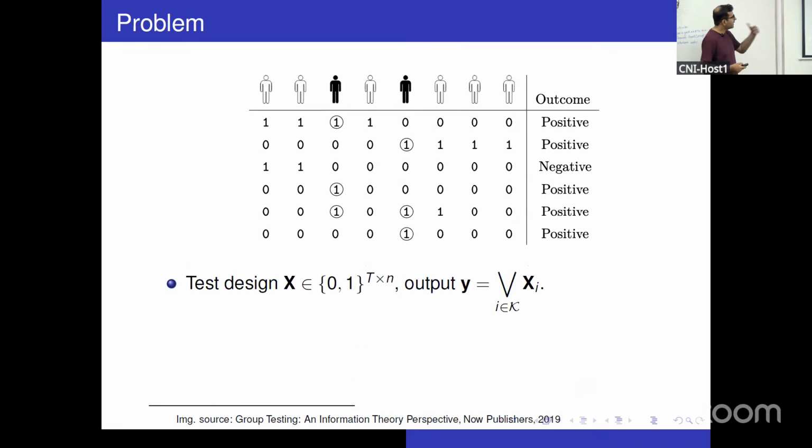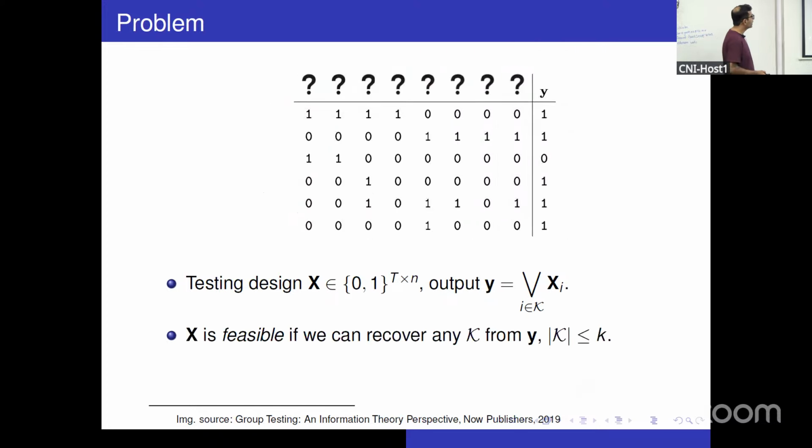So any test design is essentially a collection of multiple such tests, let's say capital T such tests, and the outcome is just positive or negative for each of them. So for example, in this particular test, you get a negative because both the items that were included in the test are non-defective. If there is even one item that is defective which is included in the test, then you get a positive result. So you get these binary outputs, and we say a design is feasible if it can recover any unknown set of defectives whose size is at most this k.